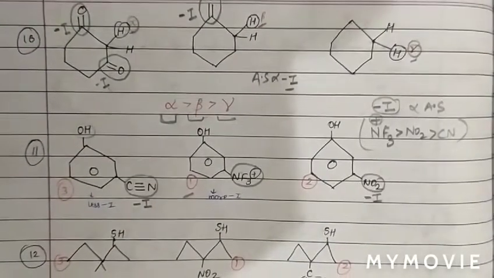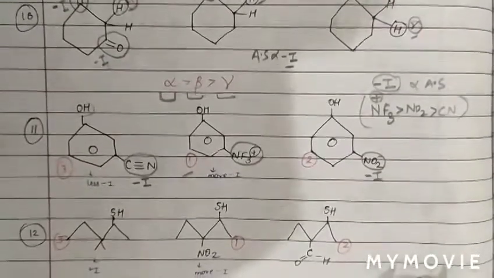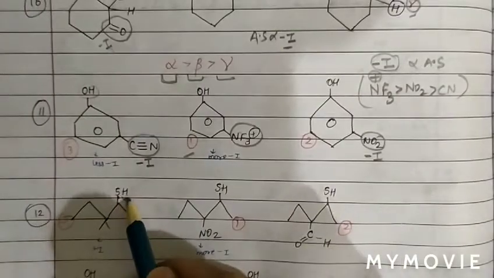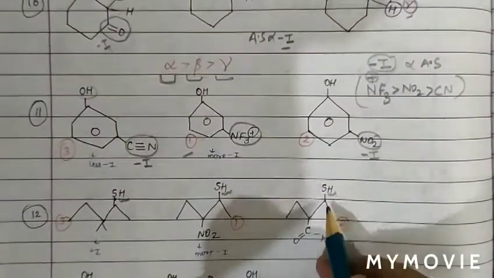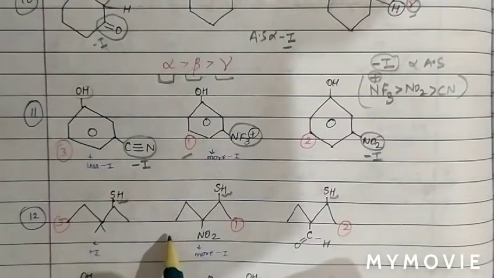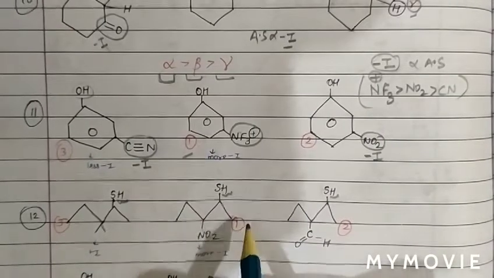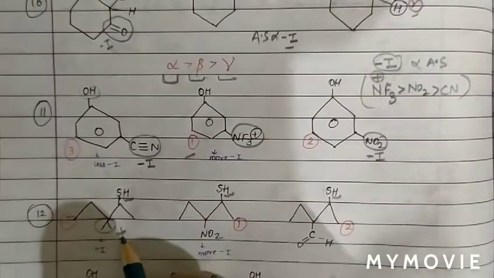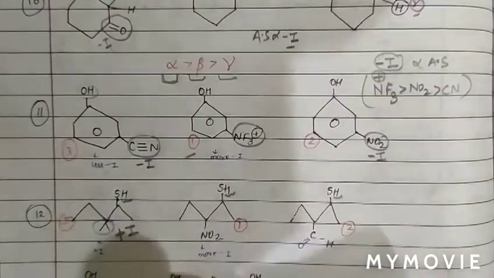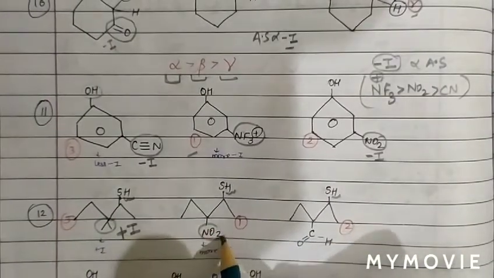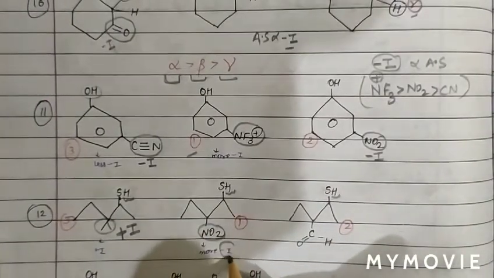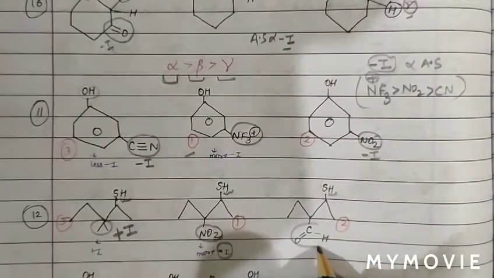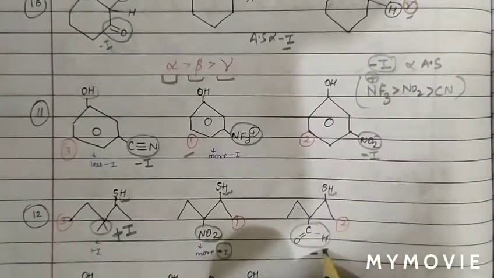Now see the next question, again the comparison of acidic strength. We have to compare the acidic strength of this proton H. As we can see, minus I increases the acidic strength and plus I decreases it. Here 2 methyl groups are there, so only plus I effect is there. Here it is NO2, and NO2 shows minus I effect. Now see the CHO group. Aldehyde group is also a minus I group.